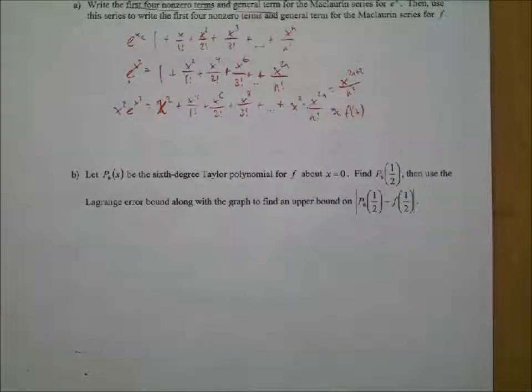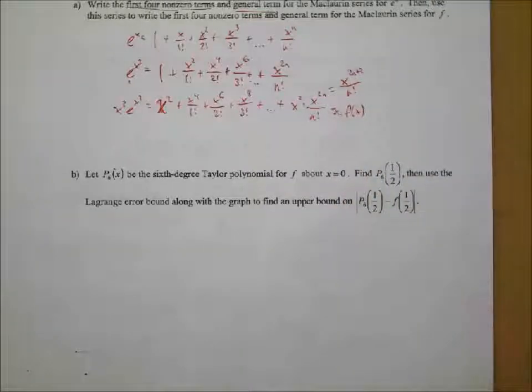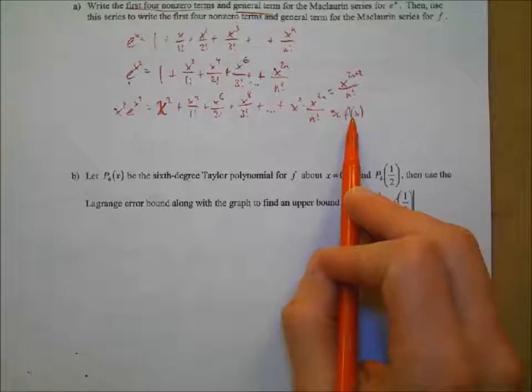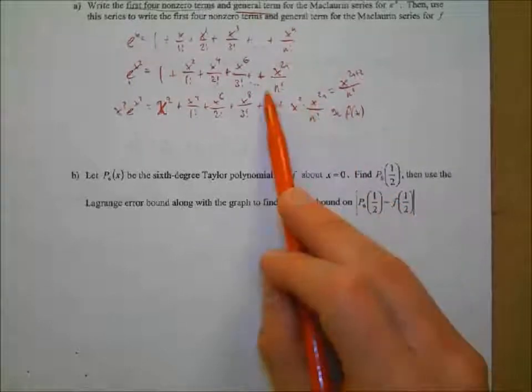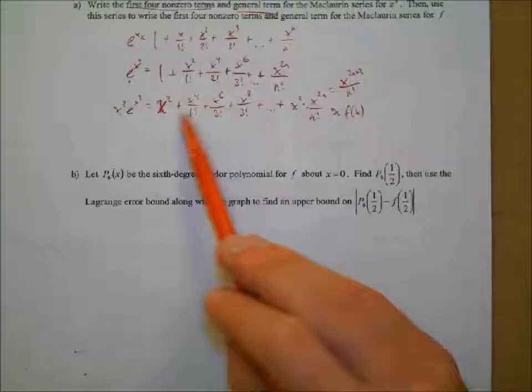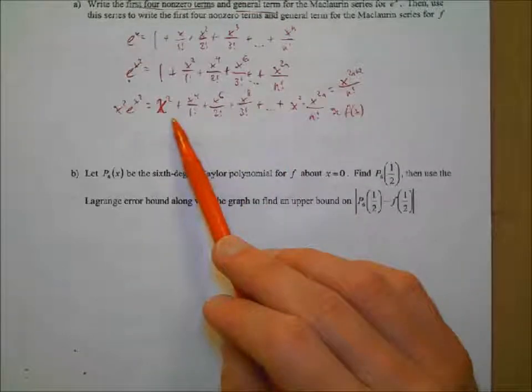Letter B, though. Let p sub 6 of x be the 6th degree Taylor polynomial for f about x equals 0. So let's just stop and think about that. Let p sub 6 of x be the 6th degree Taylor polynomial for f about x equals 0. Well, we just wrote a Taylor polynomial for f. Okay? What degree is our Taylor polynomial that we wrote? 8. We need a 6th degree Taylor polynomial for f. So what can we do with our answer here? Just take off the term with the x to the 8.